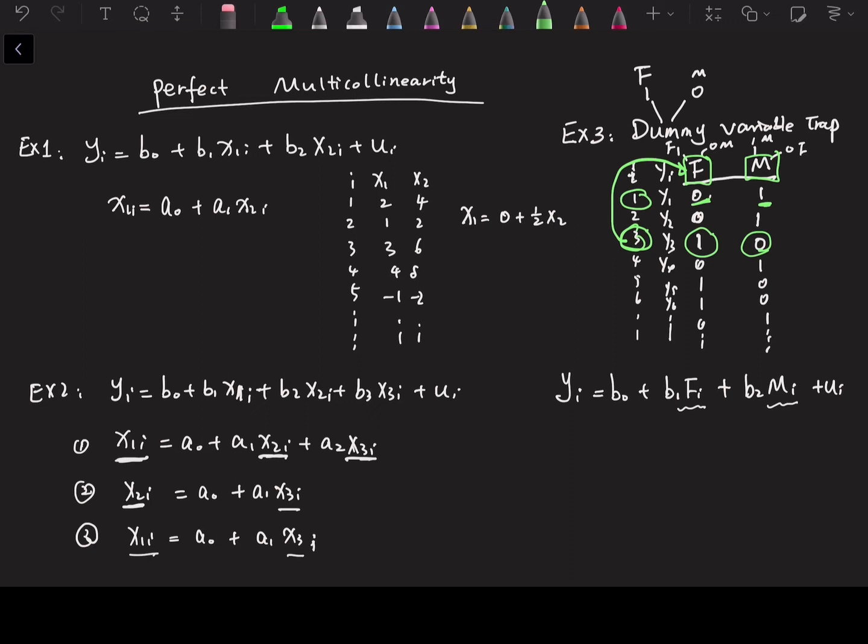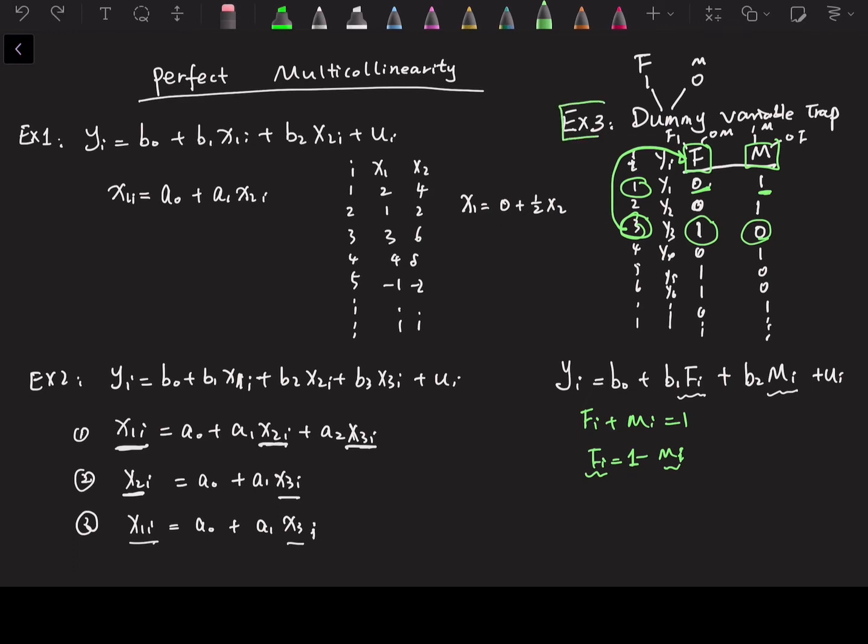So what is the relationship between female and male? Can you use an equation to describe the relationship between the two variables? You can pause the video and think about it. The relationship is female plus male equals 1, or female always equals 1 minus male. You see, these two variables are perfectly collinear. A0 is 1 and A1 is -1. We're talking about the dummy variable trap in the next video, but in this video we're talking about perfect multicollinearity in general. The dummy variable trap is just a special case of perfect multicollinearity.